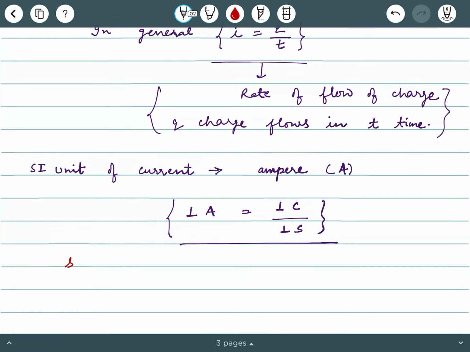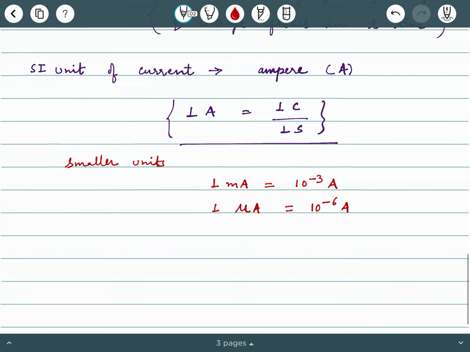Smaller units also, you should learn now. For example, 1 milliampere, we write like this, is equal to 10 to the power minus 3. Whenever the milli word comes, 10 to the minus 3. For example, 1 microampere is 10 to the power minus 6 ampere. I think these can be used certain times.